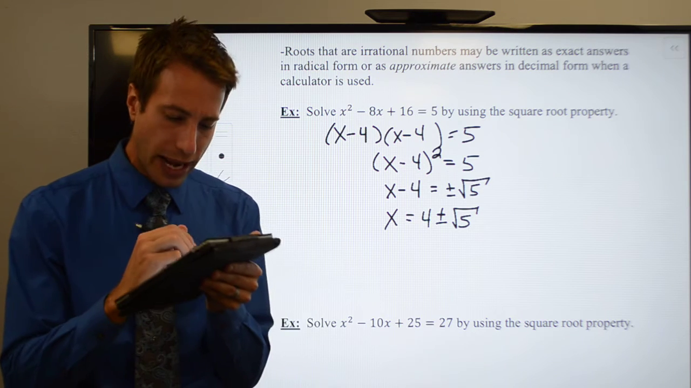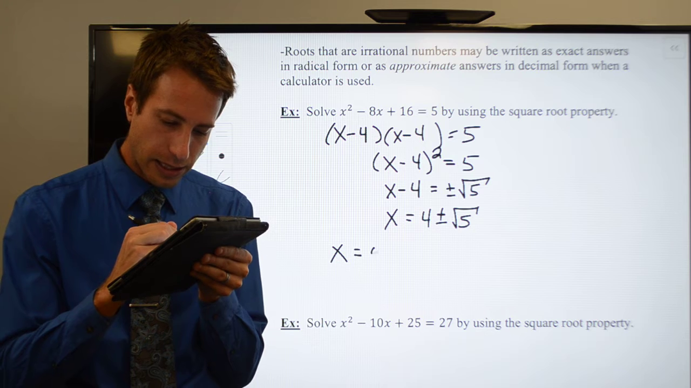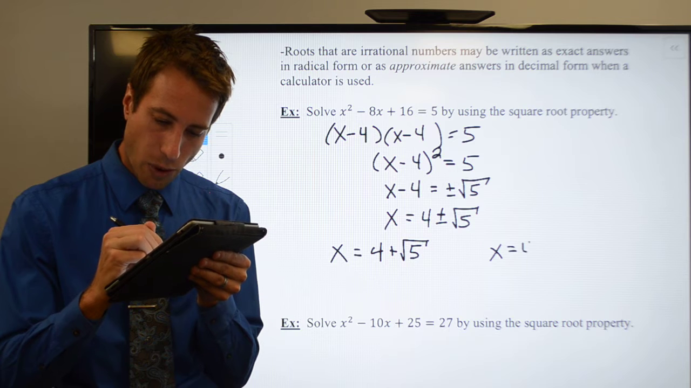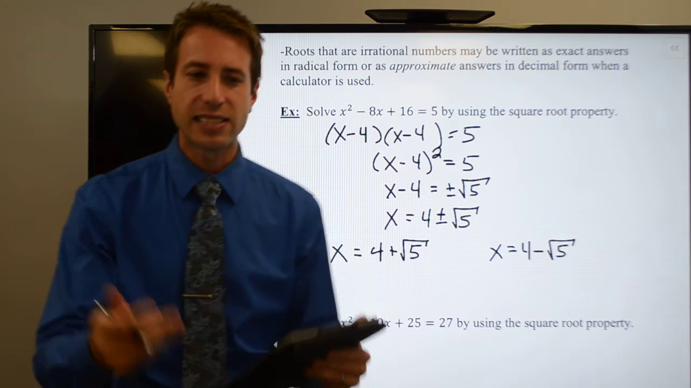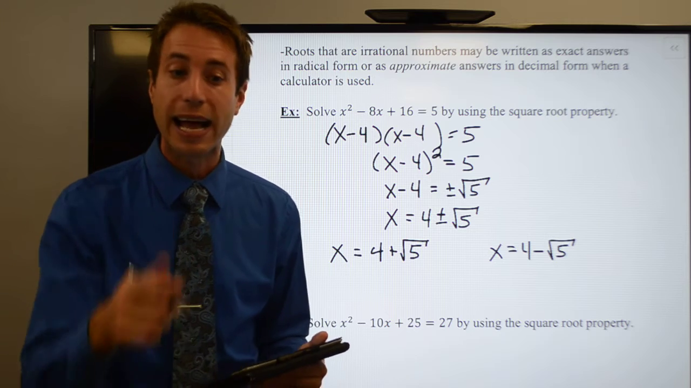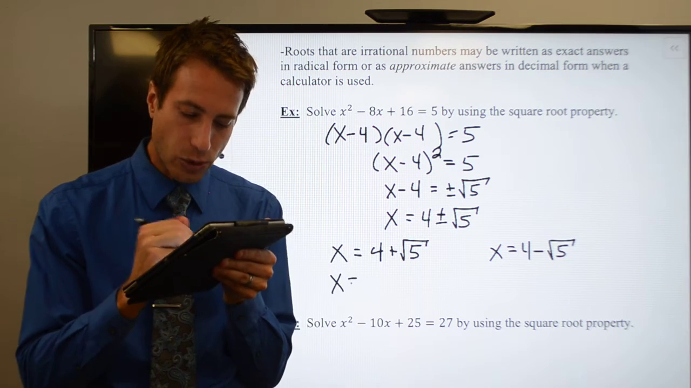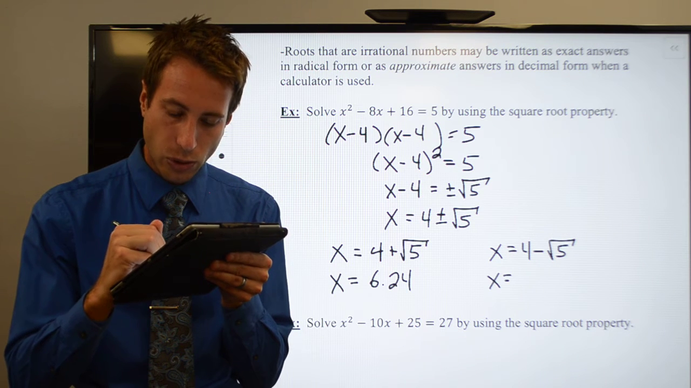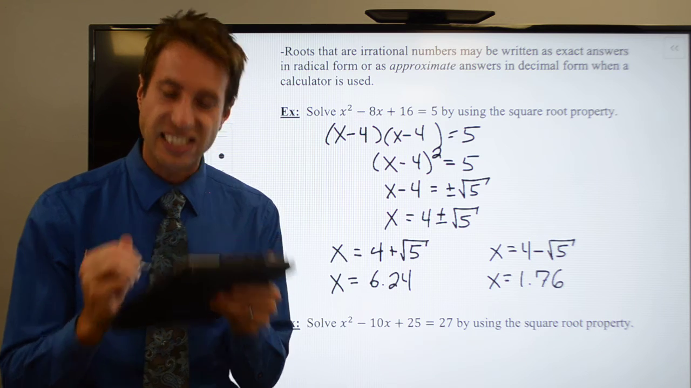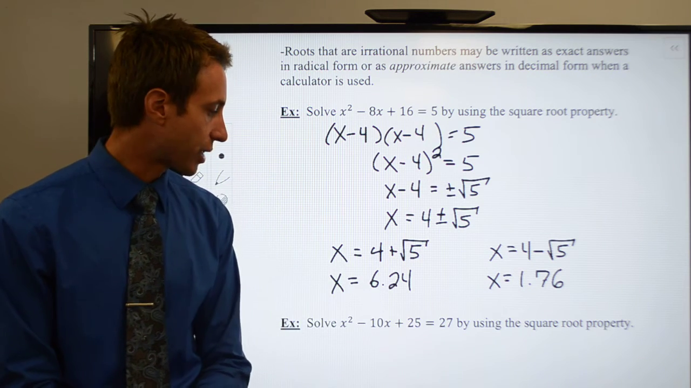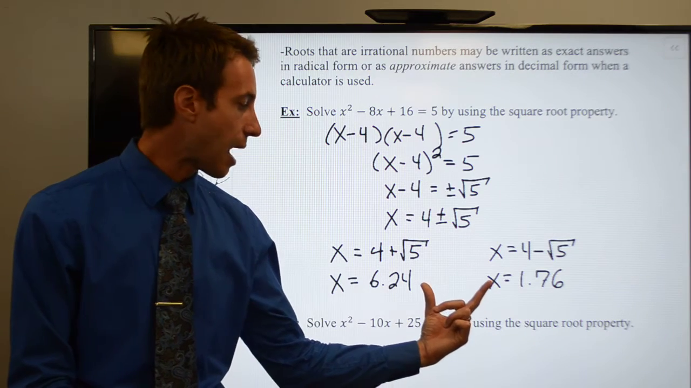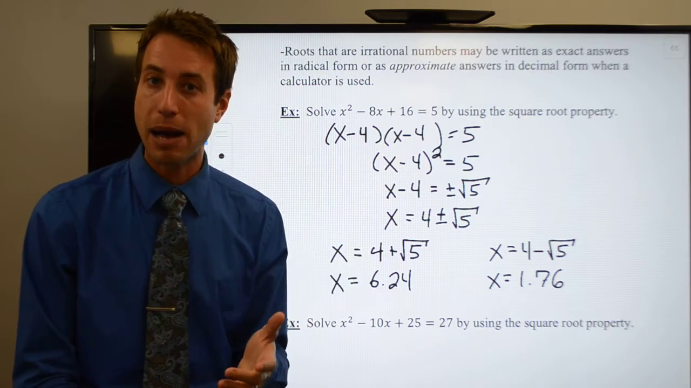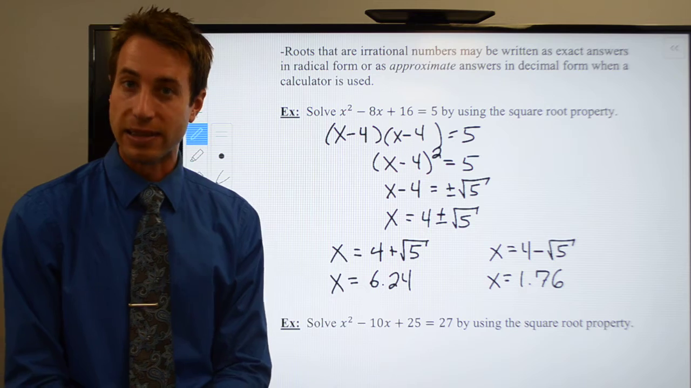And like I said, you get two answers. I get x is equal to 4 plus the square root of 5, and x is equal to 4 minus the square root of 5. And if you were to plug this into your calculator, which you certainly could, I actually have already done that, I get x is equal, again rounding to 2 decimal places, to 6.24, and x is equal to 1.76. Again, these represent the x-intercepts. Because this is a quadratic, it represents a parabola. This is where your parabola crosses the x-axis.